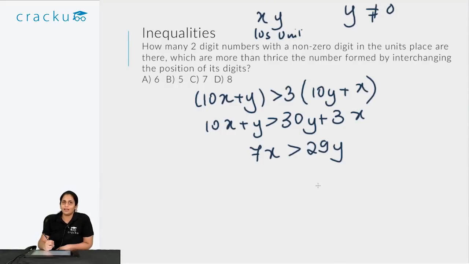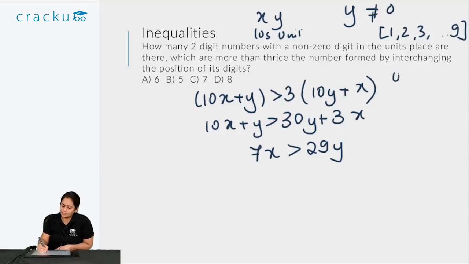Now x and y are digits, so the only values that they can take are 0 to 9, and I am told that y is not 0, and because I have to start with a 2-digit number, x also cannot be 0. So I have to consider x and y such that the digits are 1, 2, 3 till 9. So in this I have to find digits x and y such that 7x is greater than 29y.